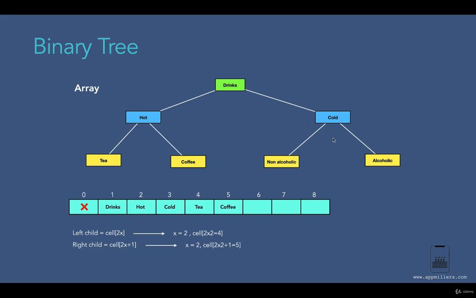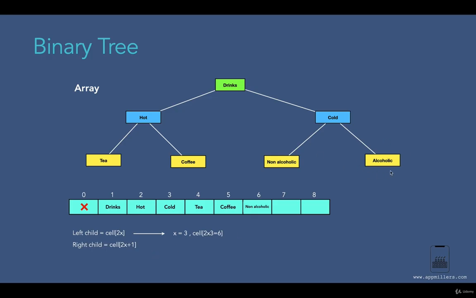Now similarly, we are going to do the same operation for right subtree, which is cold. So right subtree also has two children in this case. So this means that we are going to calculate them using this formula. So for left child, we have to multiply parent's index with 2. So parent is located at the index of 3. So 3 multiplied by 2 is going to be 6. So this means that we can insert non-alcoholic drinks, which is left child of cold, at the index of 6.